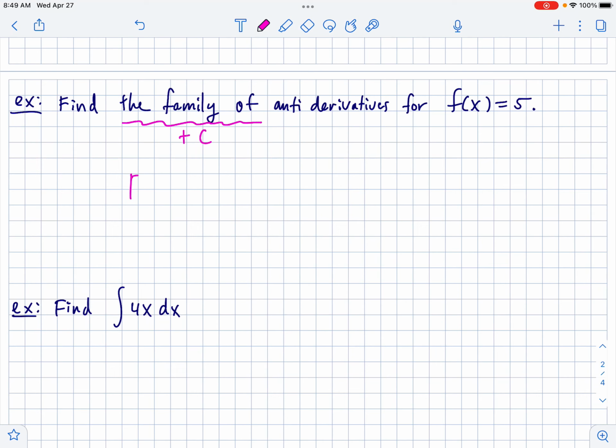So if the derivative was just a number, that means the antiderivative is 5x, but then we have to put that plus c on the end. This is the family of antiderivatives. They all look like 5x plus something, but the something could be anything. It could be 5x plus 10, 5x minus 100, any real number.